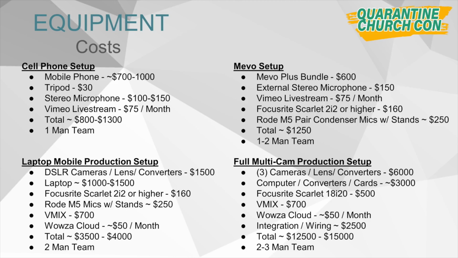vMix, the cloud, integration and wiring. You're going to need wires. You're going to need power. You're going to need all those different things that kind of add up and are miscellaneous. So again, a really good, reasonable system that does multicam should run you about $12,000 to $15,000 in that range. And it's just good to think of that ahead of time and budget. It might be higher, depending on your circumstances and if you're shooting from the back of the room and stuff like that.